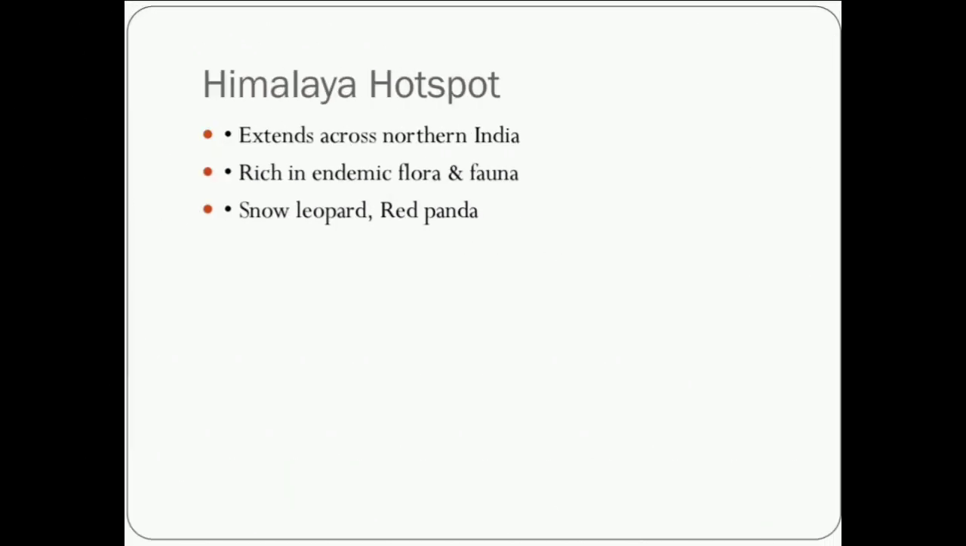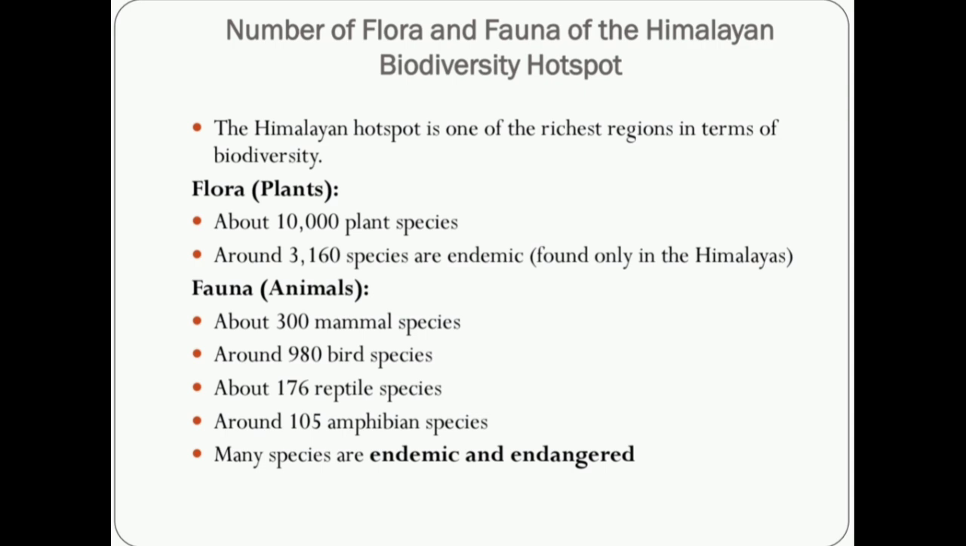We will discuss the Himalaya hotspot. It extends across northern India and it is rich in endemic flora and fauna. You can see many endemic species like snow leopard and red panda in that area. Endemic means we can find those species in that area only. The Himalayan hotspot is one of the richest regions in terms of biodiversity.